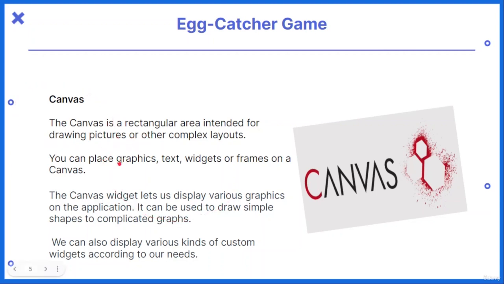We will be using them. We will also be designing our eggs and basket: what their color looks like, and what the font and color will be when you are displaying a score or the lives that you have. So how we are going to update them all comes with the canvas. I will tell you how you can do plenty of things with the canvas and tkinter, and it's going to be an amazing project. So just keep watching the video to build your own egg catcher game.